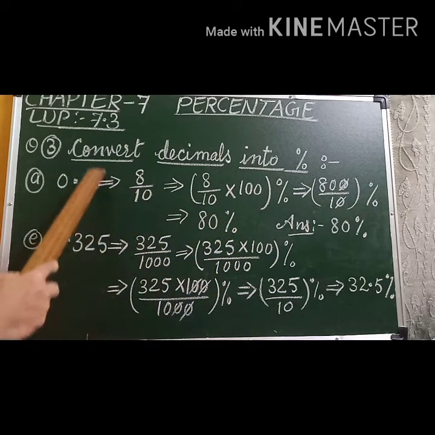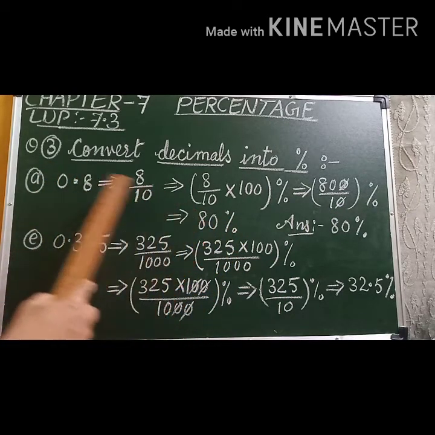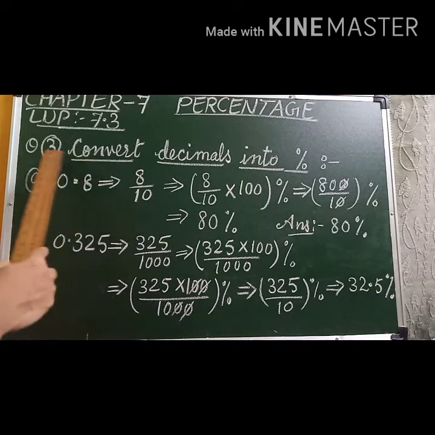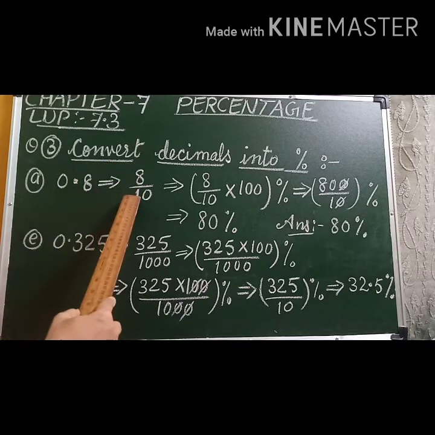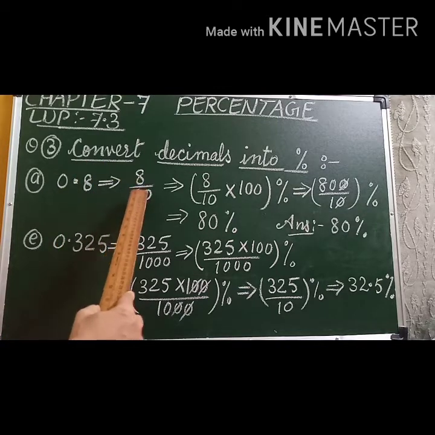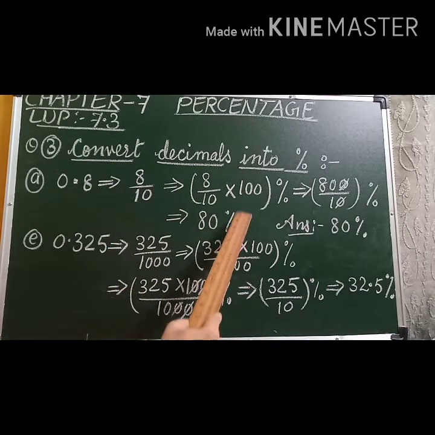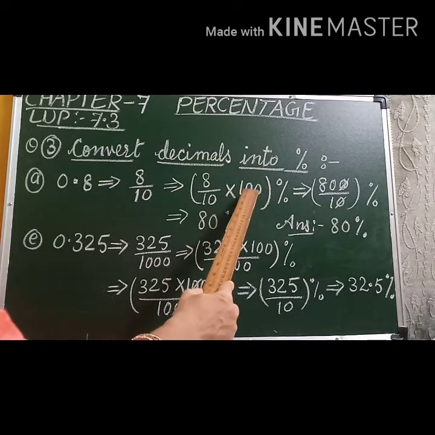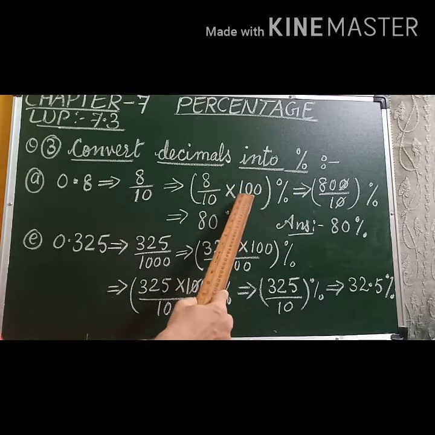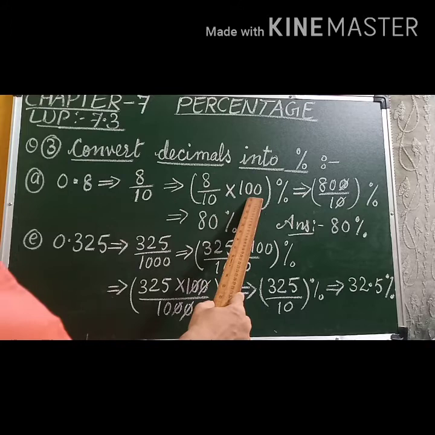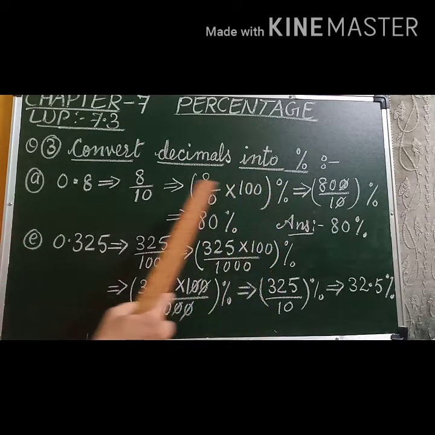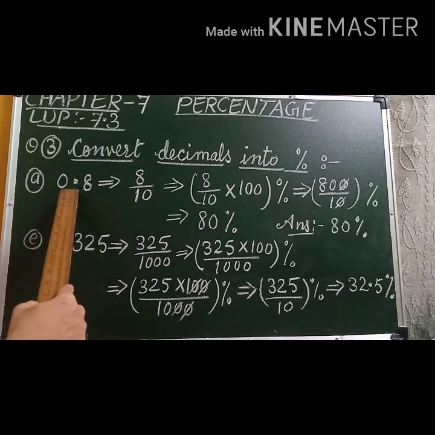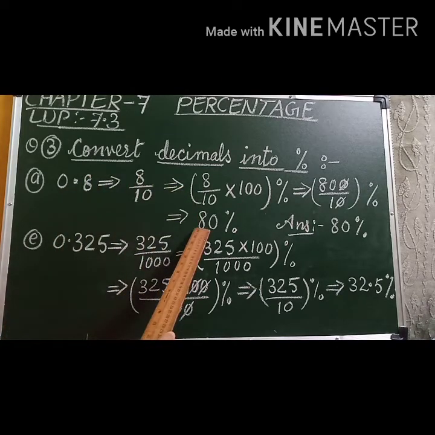So how to convert the given decimal into percentage? First of all, we have to convert this decimal into a fraction, then convert the fraction into percentage by following 2 steps. We have to follow 2 steps: multiply the fraction by 100 and put the sign of percentage. So this way we can convert the given decimal into percentage.